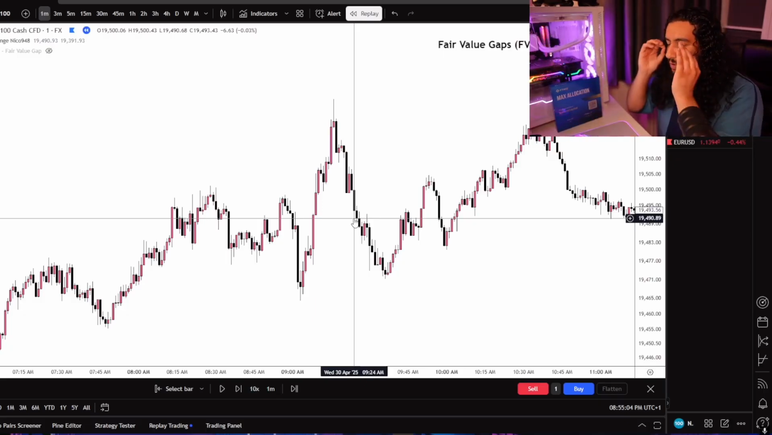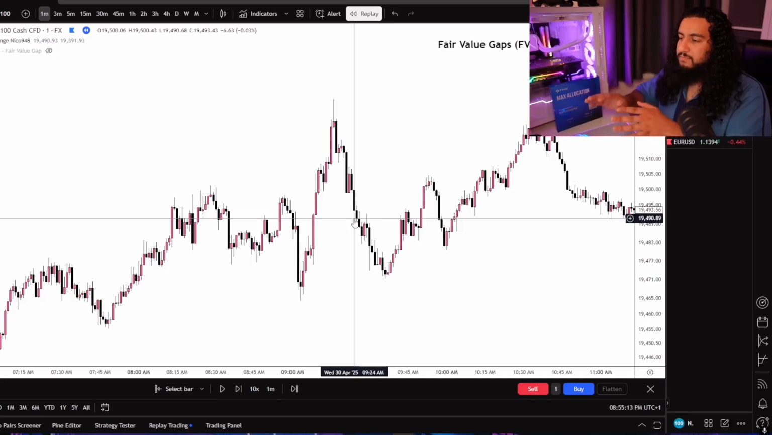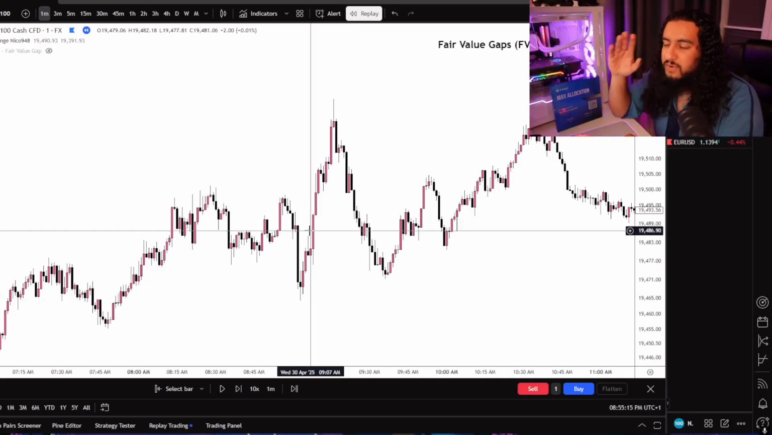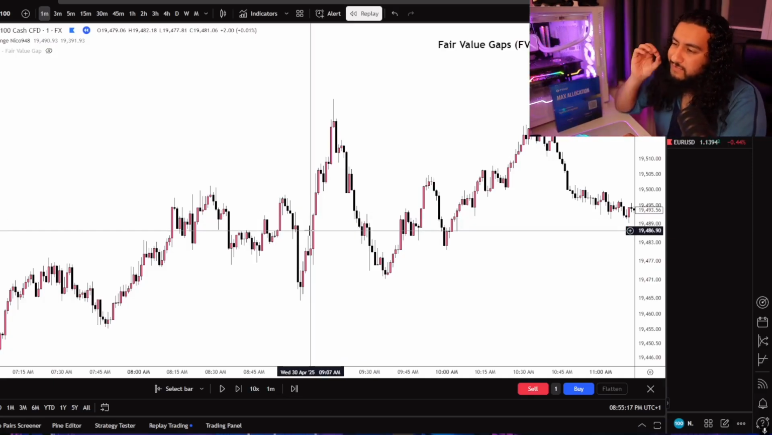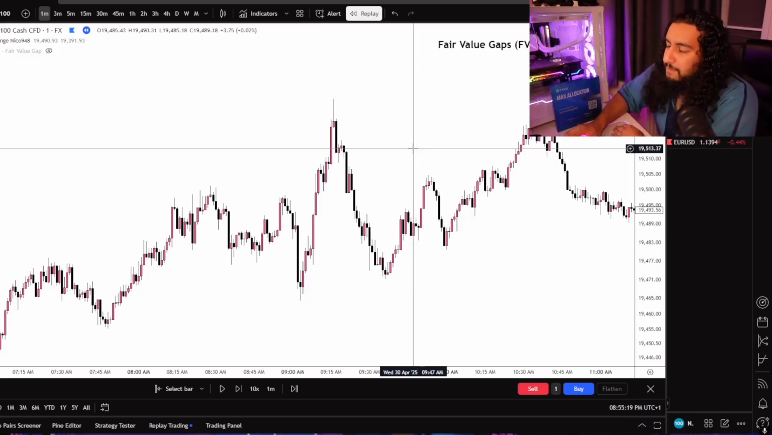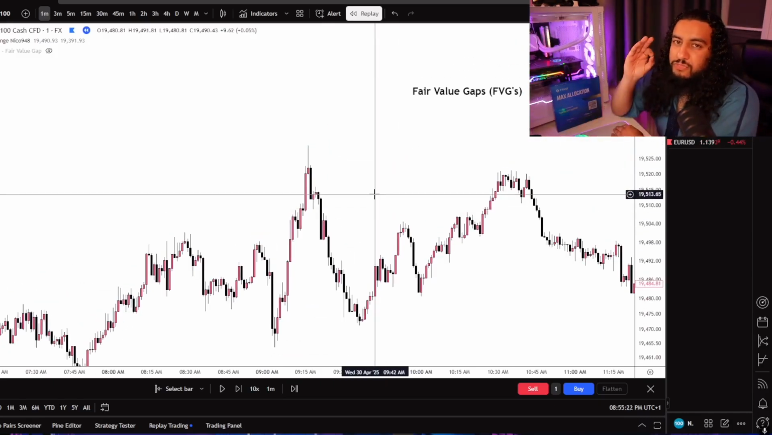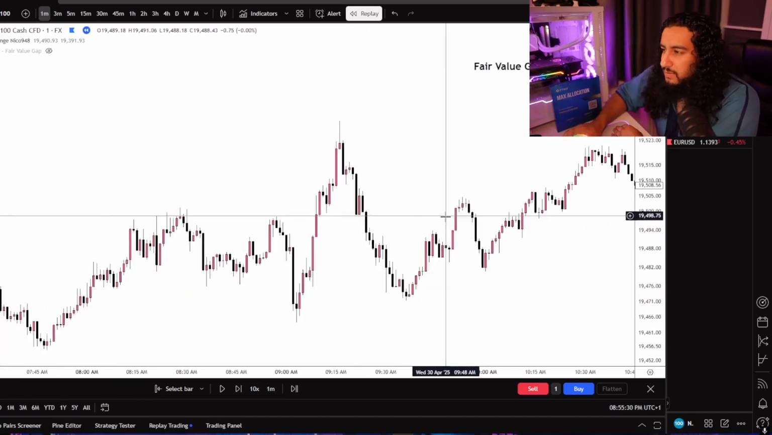But let's just get your eyes used to it. This is very, very crucial. You need to just see it, because a lot of people just have a hard time spotting fair value gaps. Let's just forget about if price reacts to it or whatever. Just look at it, see what they look like. Typically, it is 3 candles, and between those 3 candles, there will be an area of inefficiency. What does that look like?